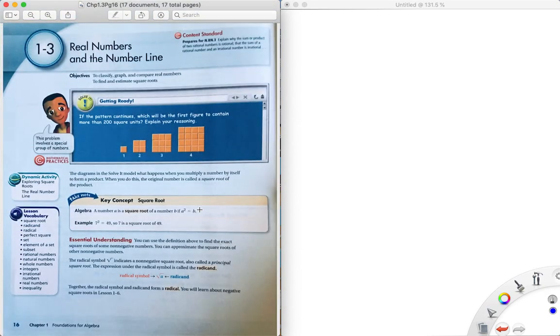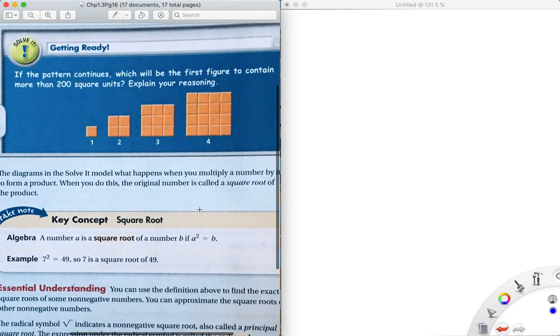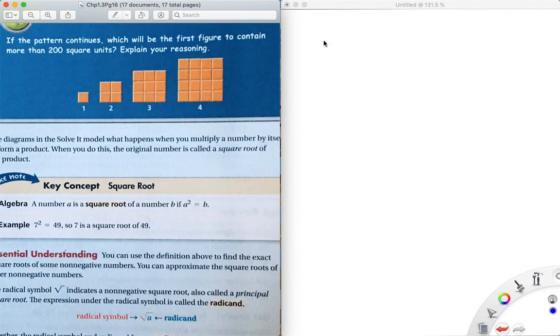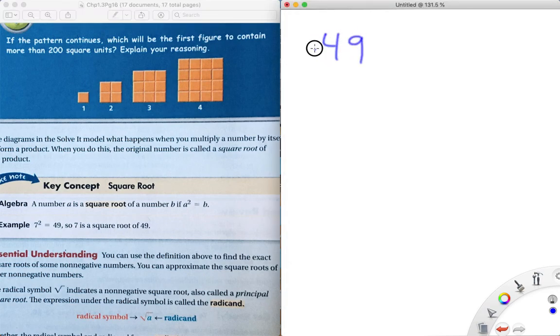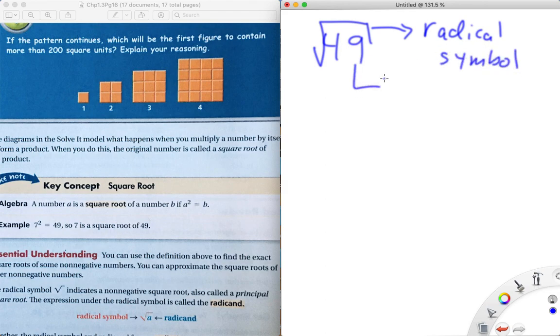So section 1.3, square roots, number lines. If we have a number and it's square rooted, this guy is called the radical symbol. This guy is called the radicand. And then the radicand and the radical symbol put together is called a radical. So a radical is the radical symbol plus the radicand.